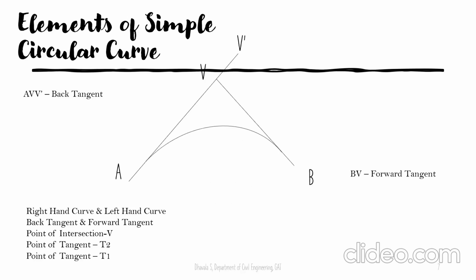This is the curve, and T1, T2, we have something called as point of curve and point of tangency. Point of curve is the point from where the straight stretch stops and the curve starts aligning. And next we have got T2, which is called as point of tangent. This is the point where the curve stretch ends and the straight stretch starts. V is called as point of intersection, that is A V and V B, or back tangent and forward tangent, intersect at a point called as V.